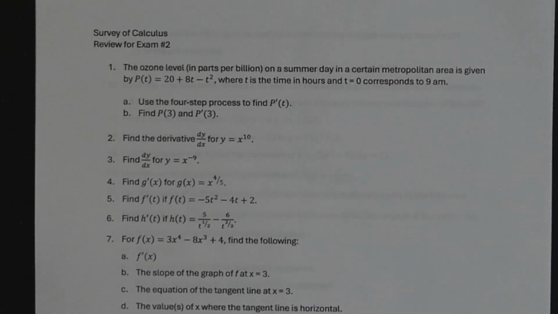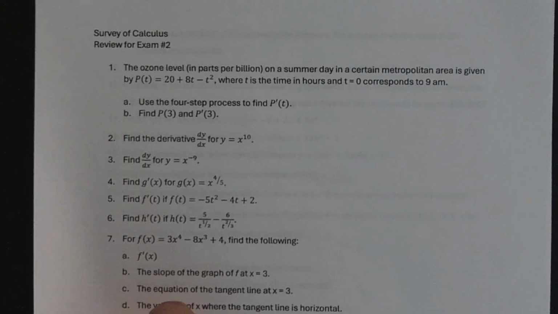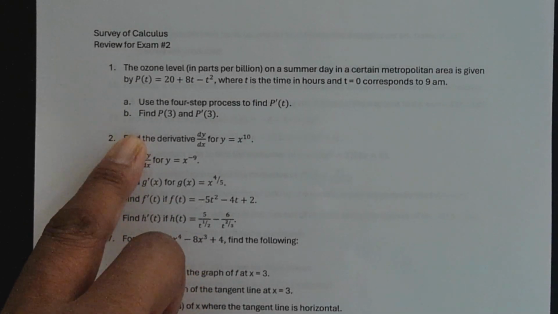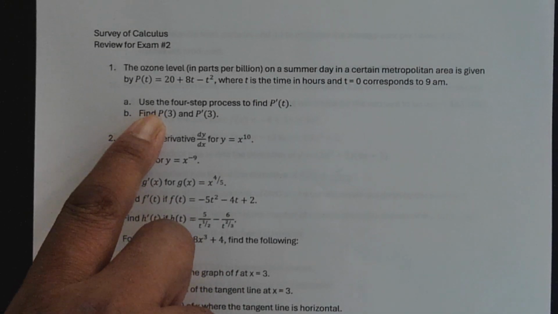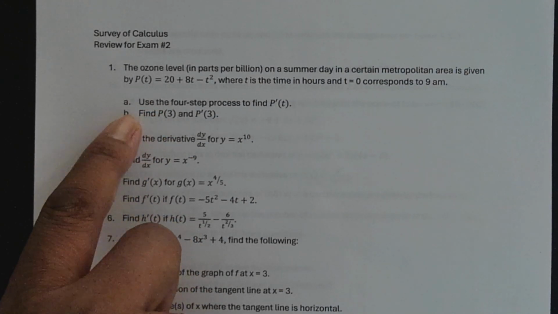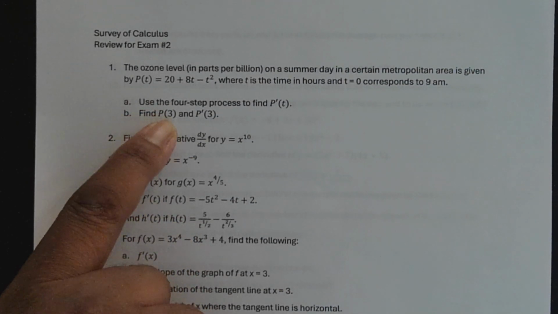Okay, so for this review, we'll start with problem number 1. The ozone level in parts per billion on a summer day in a certain metropolitan area is given by P of T equals 20 plus 8T minus T squared, where T is the time in hours and T equals 0 corresponds to 9 a.m. Now there are two parts to this. One, you want to use the four-step procedure to find P prime of T, and then part B is to find P of 3 and P prime of 3.